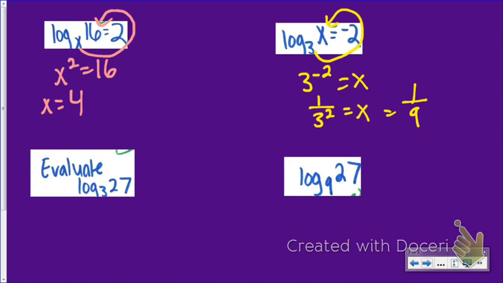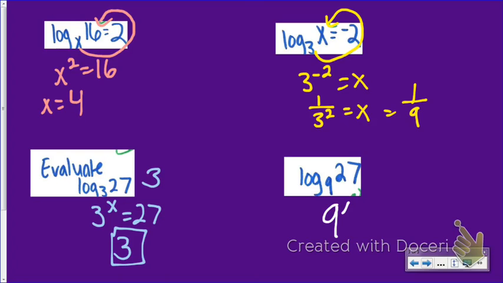Alright, sometimes they'll tell us to evaluate a log, and that's really just like solving it as if it were equal to x. That's really what we're doing. So I need to figure out 3 to the blank power is equal to 27. And we know that 3 cubed is equal to 27. So that means if I were to evaluate this, log base 3 of 27 is 3. And then the same idea here in my last one. I'm going to rewrite this in exponential form. So if I have 9 raised to the blank power, I'm going to get 27.